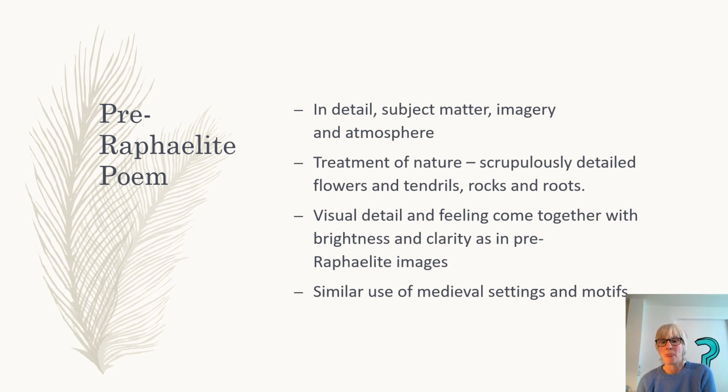in its atmosphere. So what's similar in this poem and in Pre-Raphaelite art is the treatment of nature, where you get scrupulously detailed flowers and tendrils, rocks and roots. More importantly, visual detail and feeling come together. Okay, so the visual detail in the poem adds to the feeling of joy and happiness and celebration in the poem. And that's what the visual detail in the Pre-Raphaelite paintings achieved. And also brightness and clarity is a key feature of Pre-Raphaelite painting. And similar use of medieval settings and motifs in Pre-Raphaelite painting and in Rossetti's poem.